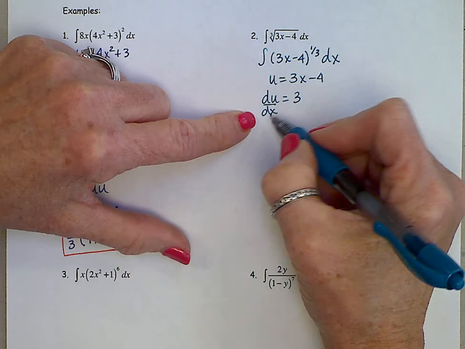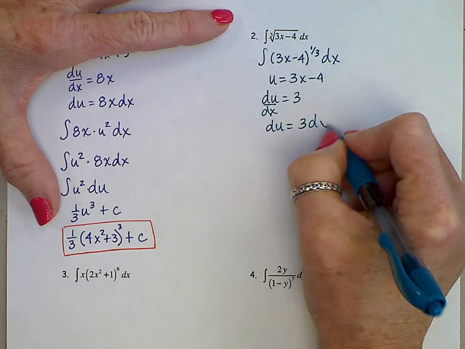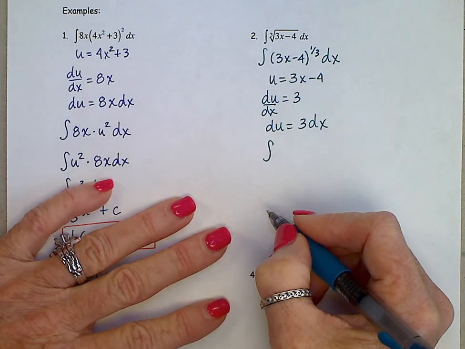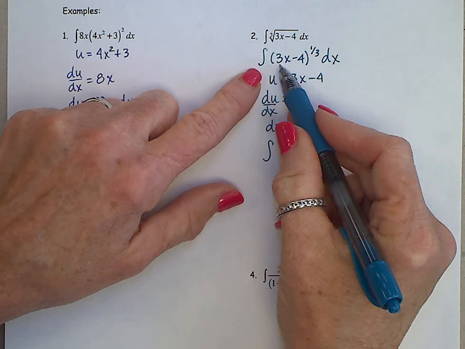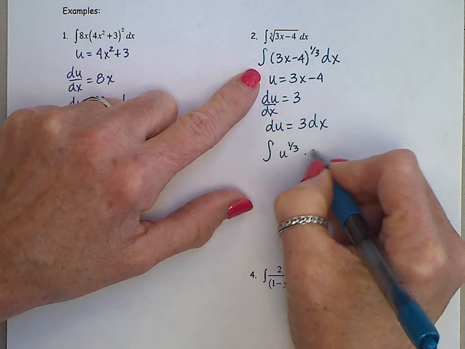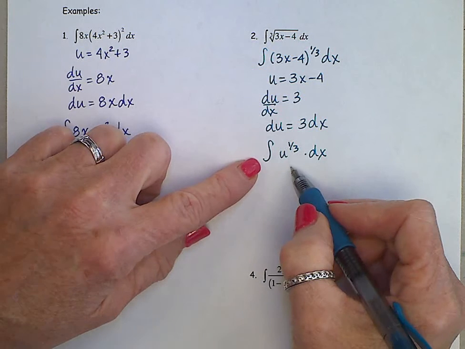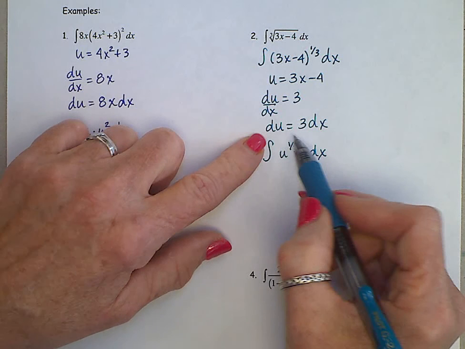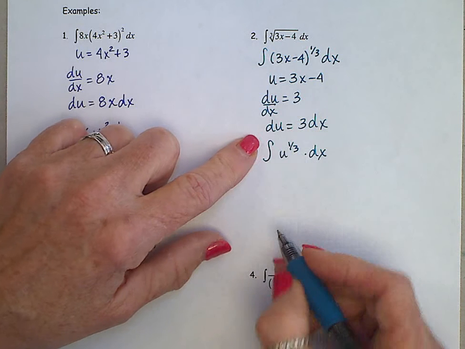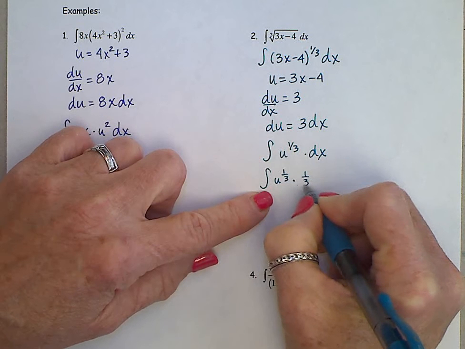And then let's multiply by that dx. So du is 3 dx. Now we go back and we'll substitute out just one thing at a time. So first, let's trade out for that u. So we have u to the 1/3 times dx. Now we're basically trying to turn all the x's into u's. So we'll look right here and we can see that dx is 1/3 du. U to the 1/3 times 1/3 du.